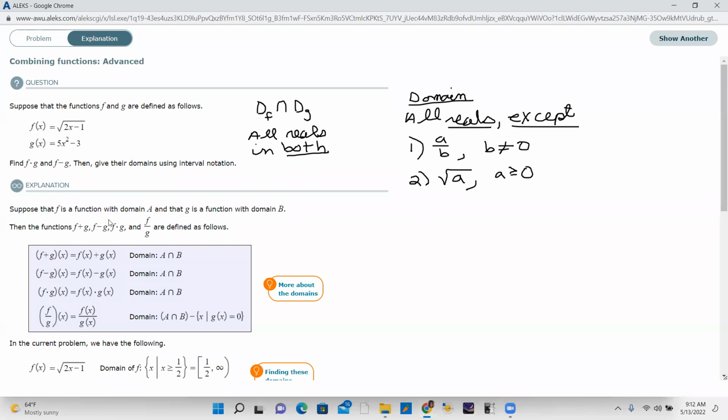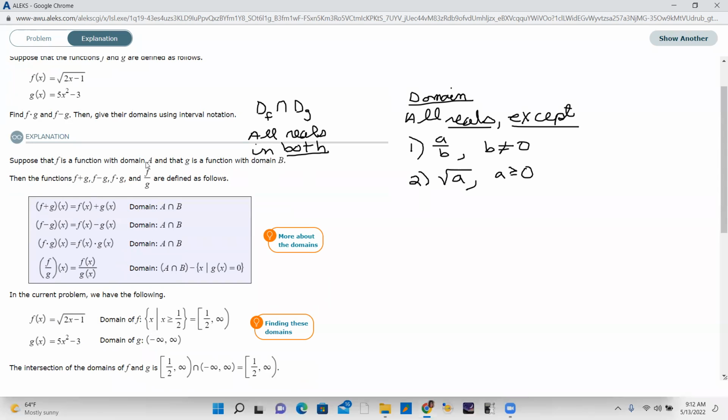Okay. So suppose that f is a function with domain A and g is a function with domain B. So they're calling those domains capital A and capital B. And if you add, subtract, multiply, or divide, really, you take the intersection. And again, you just have to be careful when you divide. If you have a fraction, you remove any values of x such that the bottom equals zero. So that's all that's saying. It's the set of all of those numbers minus the ones that make the bottom zero.